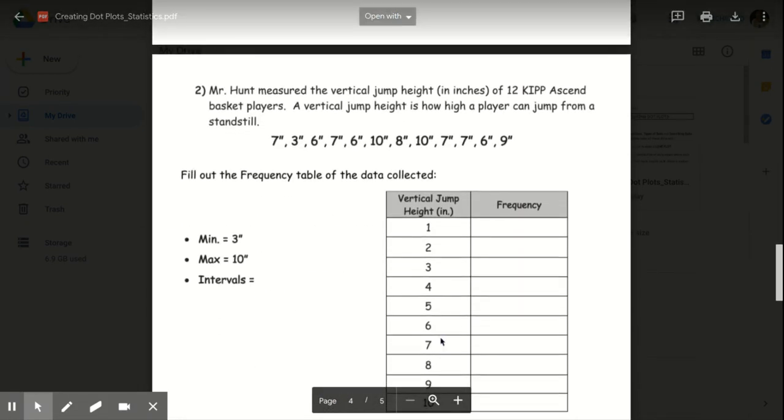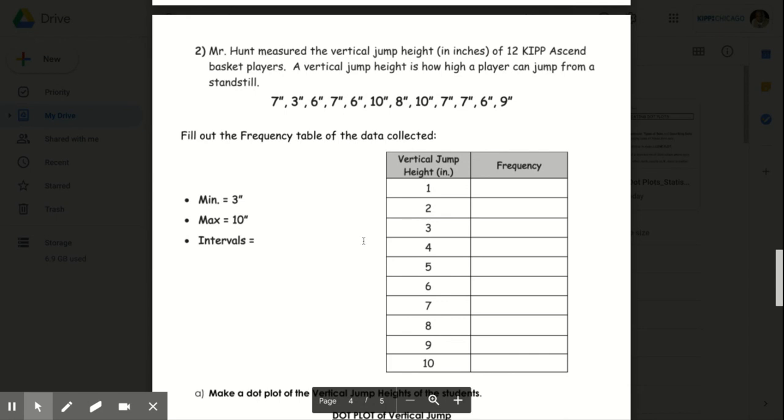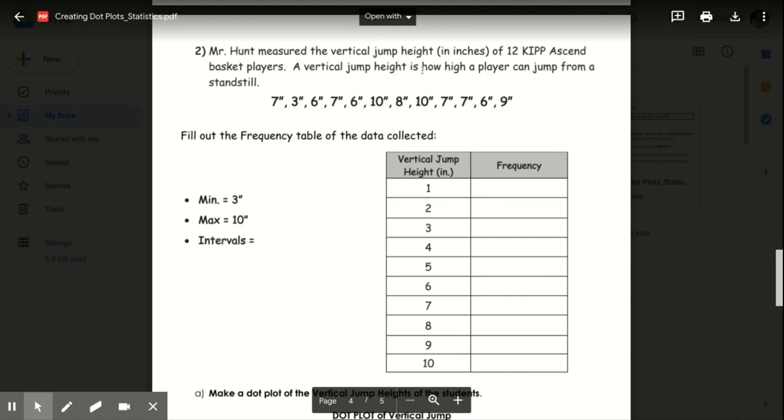The next problem says this: Mr. Hunt measured the vertical height in inches of 12 KIPP students. So I'm going to look at 12 students. I'm going to ask them to jump in the air, just jump. It says a vertical jump height is how high a player can jump from a standstill. They're going to stand still and just jump straight up in the air.